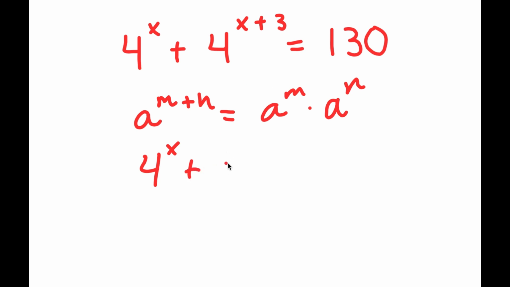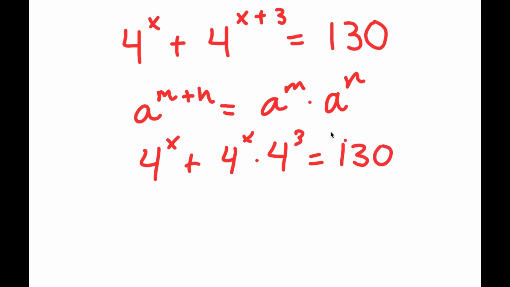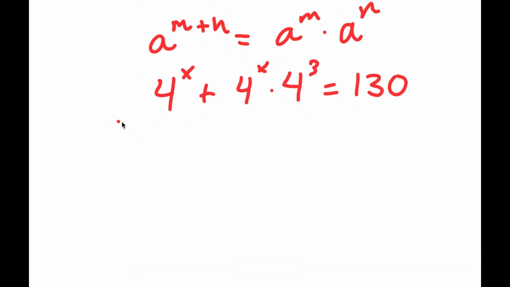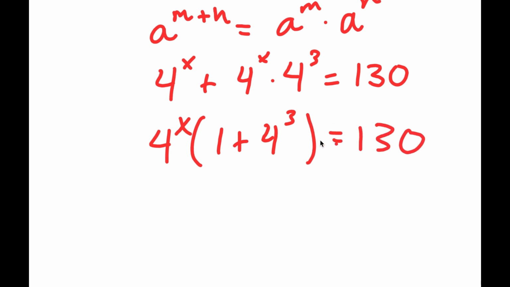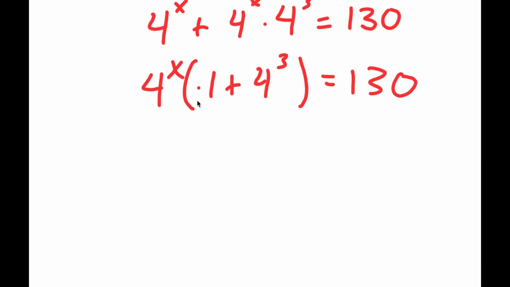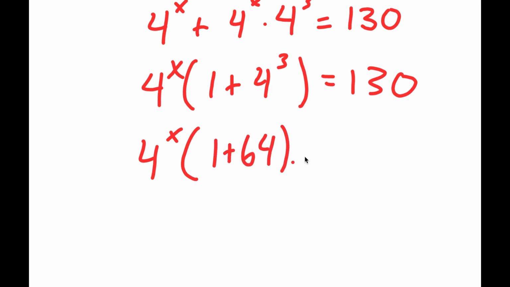So 4 to the power of x plus 3 is going to equal 4 to the power of x times 4 to the power of 3, which is equal to 130. And now, if I factor out 4 to the power of x, I get 4 to the power of x times (1 plus 4 to the power of 3) is equal to 130. And 4 to the power of 3 is going to equal 64. So I have 4 to the power of x times (1 plus 64) is equal to 130.